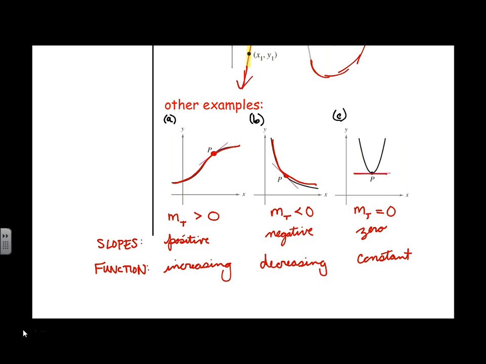And at point P, the function is increasing, which correlates with the slope being positive. The function is decreasing, which correlates with the slope being negative. And the function is constant, which is a little weirder to think about, because if you were a skateboarder on this, you'd be like, wait, I'm not constant, I'm moving. But in a way, you are constant for a moment before you change directions from decreasing to increasing.